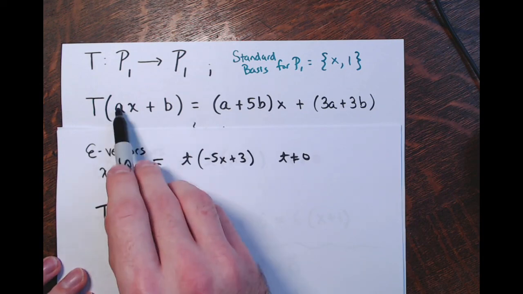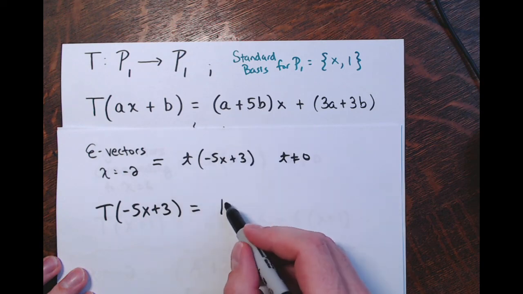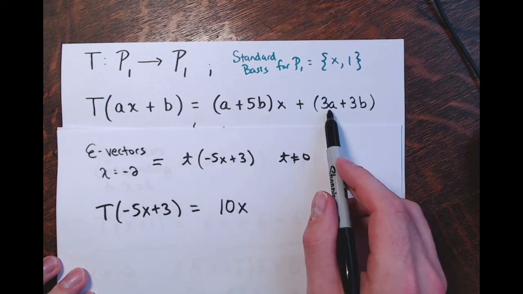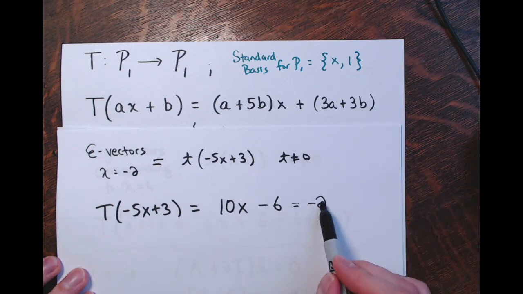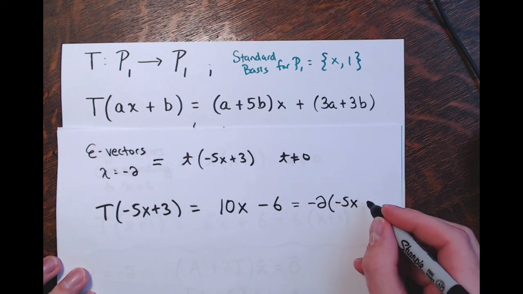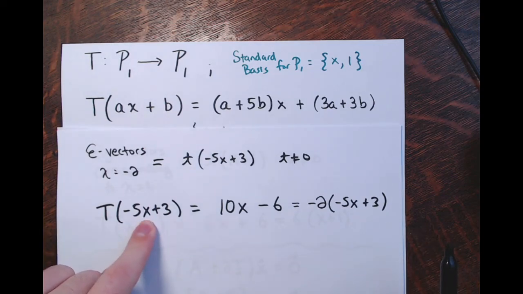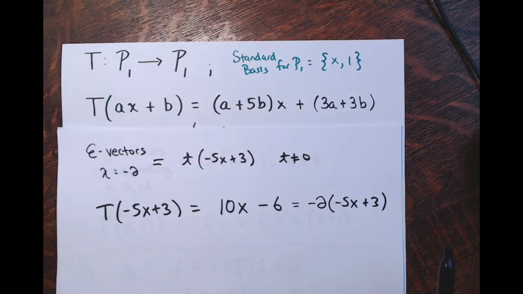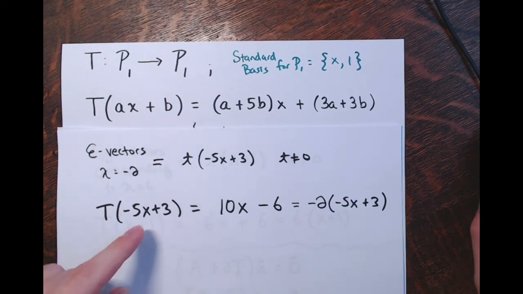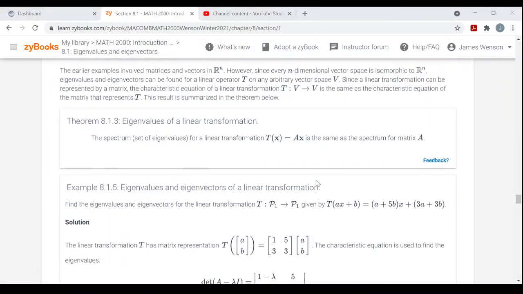See if I get -2 times that input. Let's see, A would be -5, B would be 3. So we'd have -5 plus 15 would be 10x, and then -15 plus 9, -6. And look, that is indeed -2 times -5x plus 3. So -5x plus 3 is an eigenvector for this transformation, related to the eigenvalue of -2. Wonderful. And of course, this would also work for any multiple of -5x plus 3.